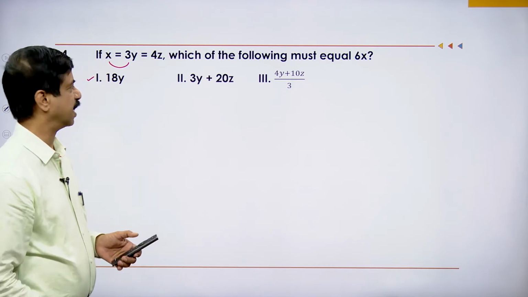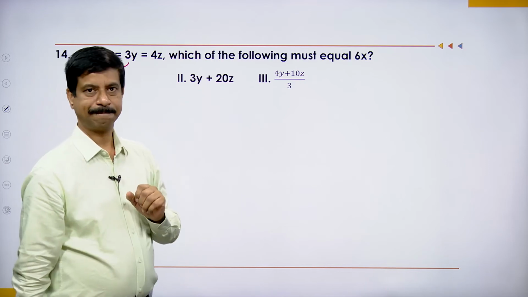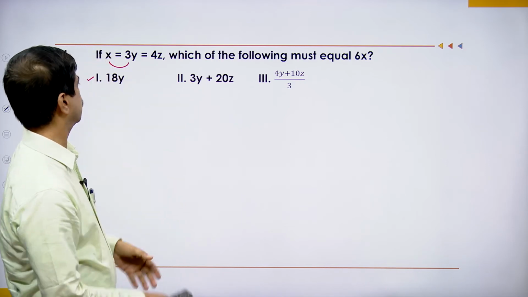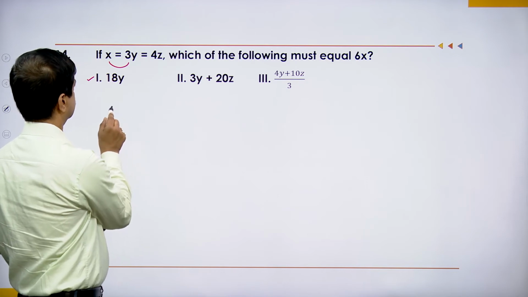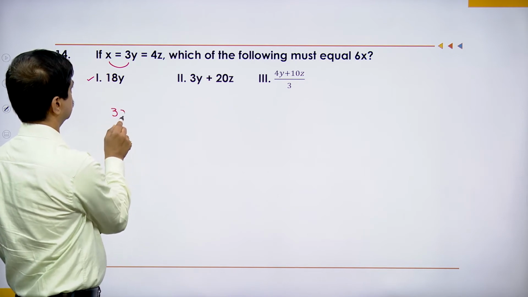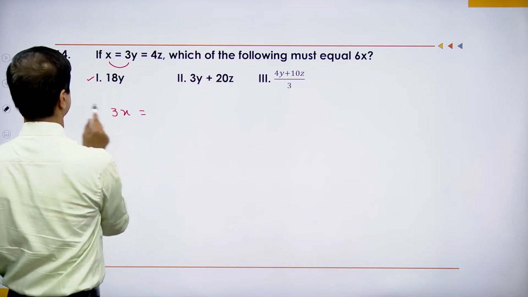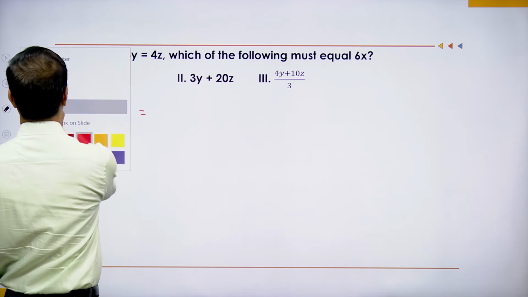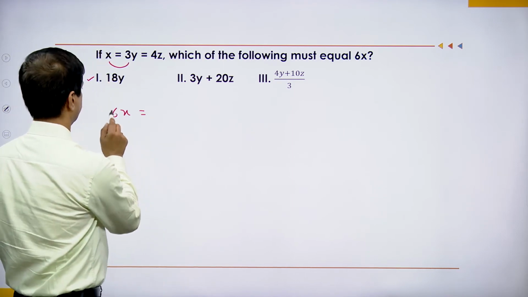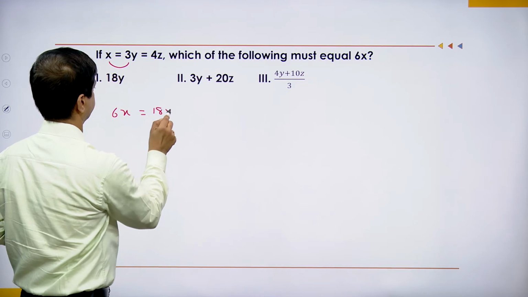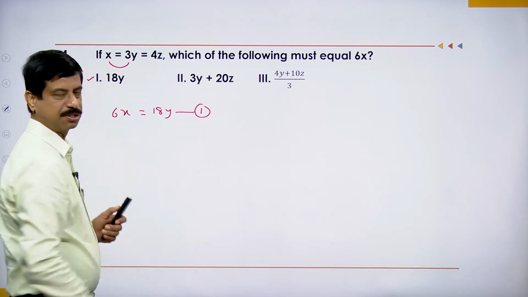Option 1 is right. Now 3y plus 20z. 3y is x only. So it is like this: 3x equal to, 6x equal to 6 3s are 18y. So this is over. So first one is proved.